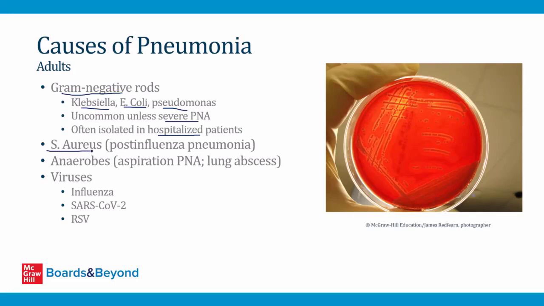Staph aureus can also cause pneumonia. This is the classic cause of post-influenza pneumonia. So the influenza virus itself rarely causes death through pneumonia, but it can lead to a secondary pneumonia with Staph aureus, which is often the cause of death in patients who have an influenza viral pneumonia. Anaerobic bacteria can cause pneumonia. That may seem counterintuitive since the lungs contain oxygen, but anaerobes can infect the lungs. This is often from aspirating bacteria from the mouth.